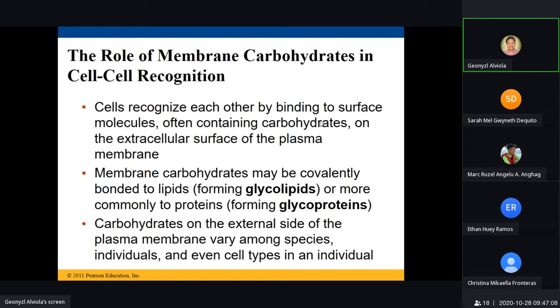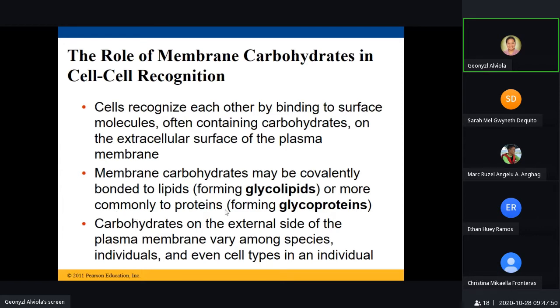Some proteins may contain carbohydrates on the extracellular surface of the plasma membrane. So, usually, kaning glycoproteins, ang apex nila is exposed. Yung carbohydrate portion mas exposed sa labas ng cell. So, the membrane carbohydrates may be covalently bonded to lipids, forming glycolipids, since dapat kumbaga naa siya binding site to another protein of another cell or para magka-form ng glycoprotein.